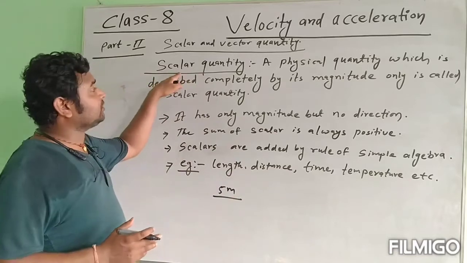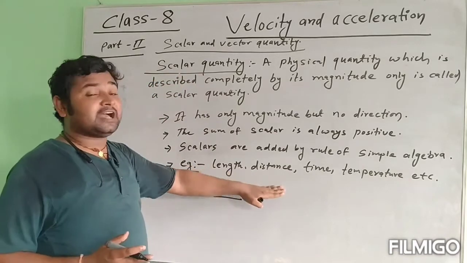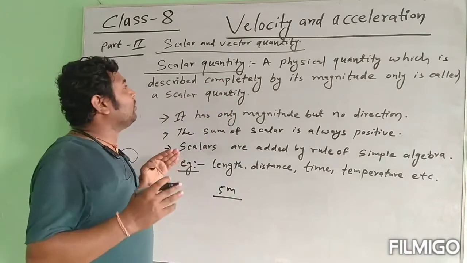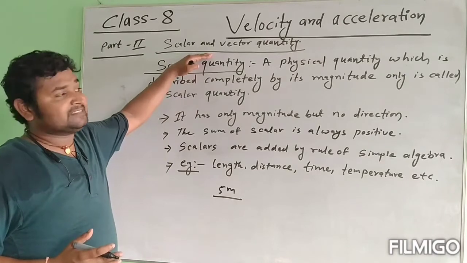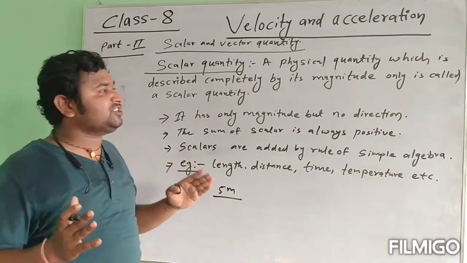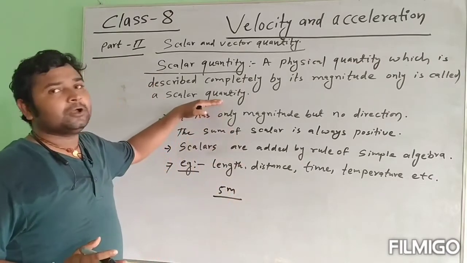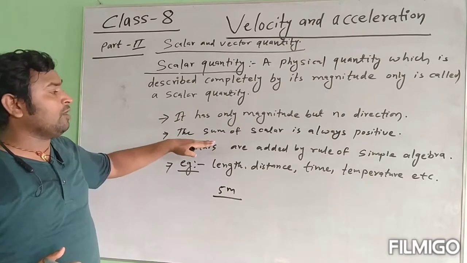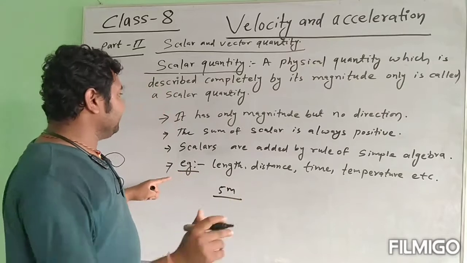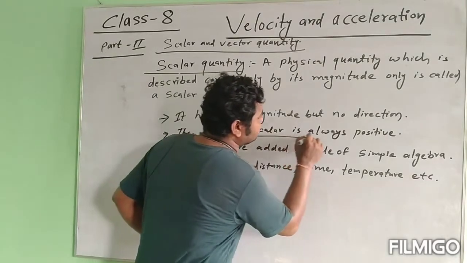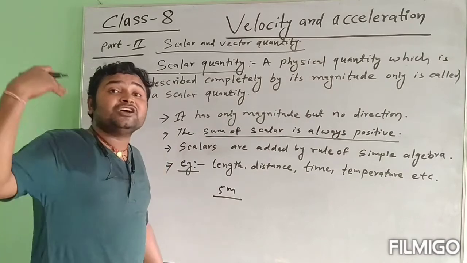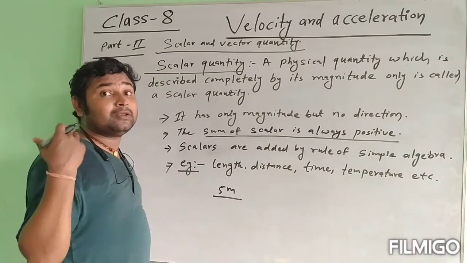So that is called what? Scalar quantity. Length, distance, time, temperature, volume, area, these are all scalar quantities. Those physical quantities which are described completely by their magnitude are called scalar quantities. The sum of scalar quantities is always positive. It has no negative value. It is always a positive mathematical value.